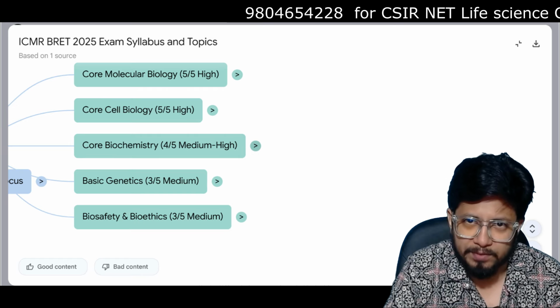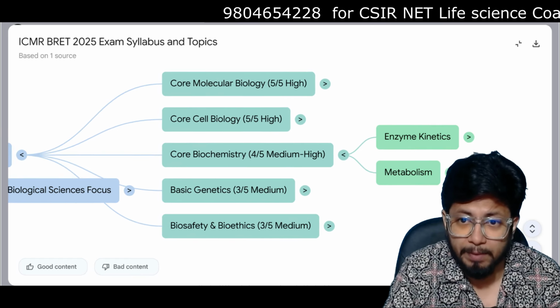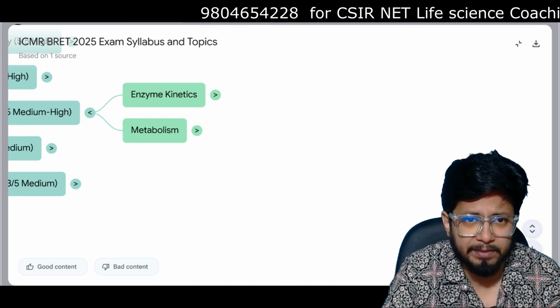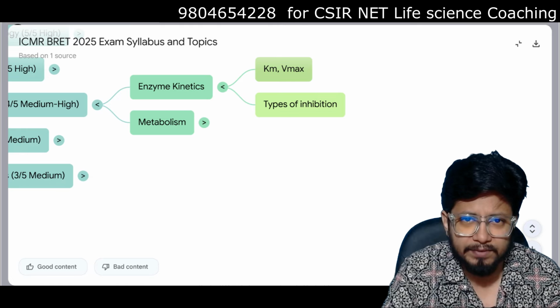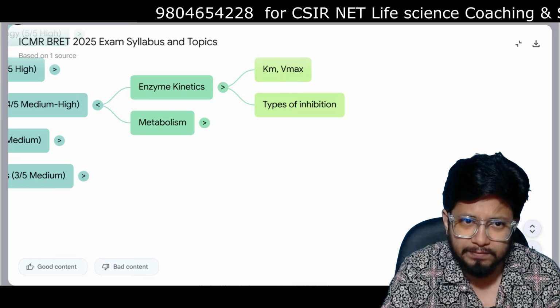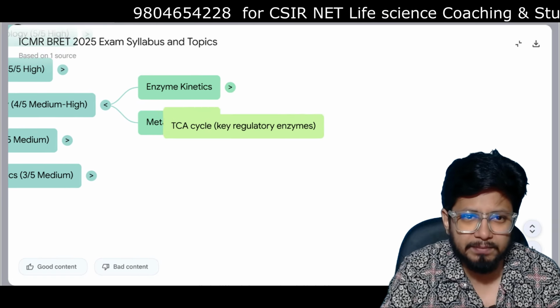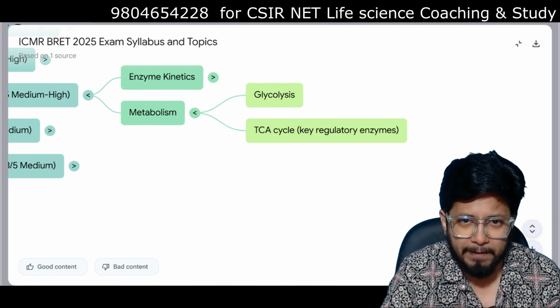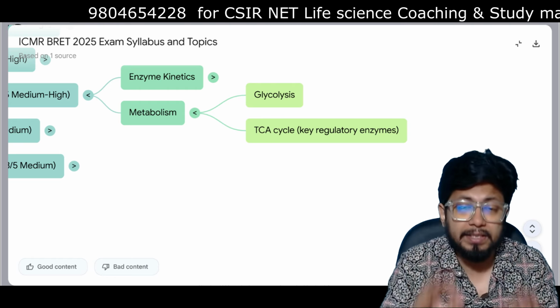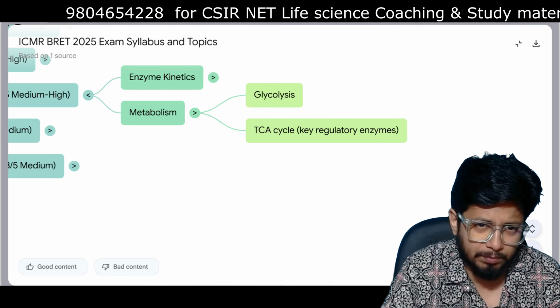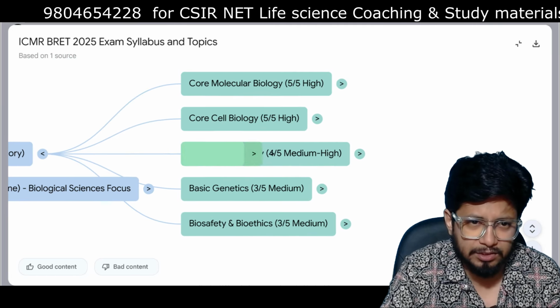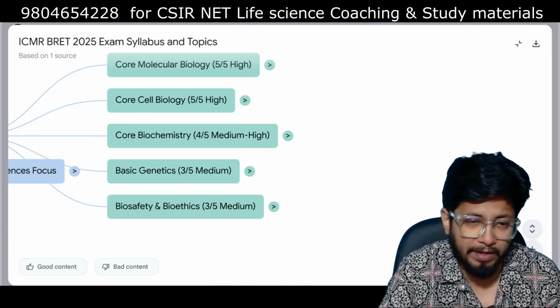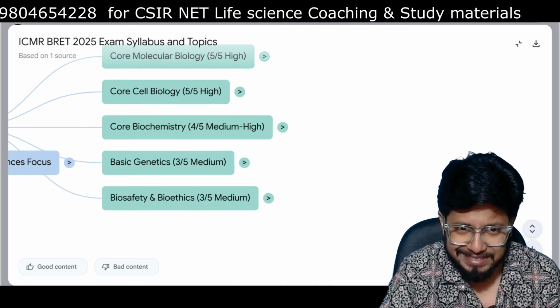Then there is core biochemistry, 4 out of 5, medium high importance. Enzyme kinetics is very important, where Km, Vmax and types of inhibition are asked. Metabolism is the next important thing: glycolysis, TCA cycle. Particularly carbohydrate metabolism is the most important one in this core biochemistry part, which is 4 out of 5 on the importance scale.